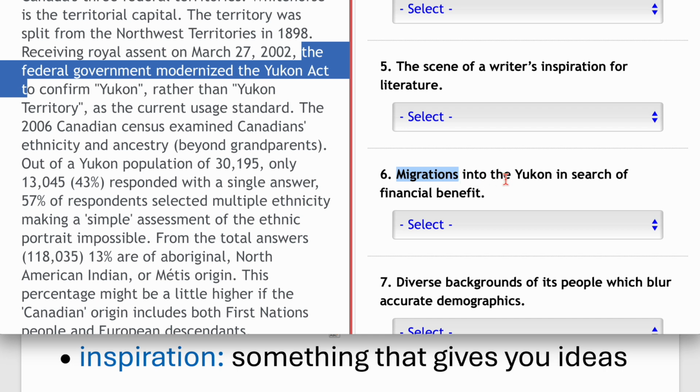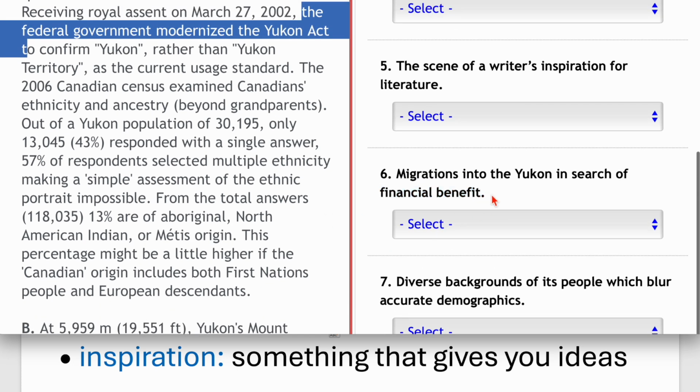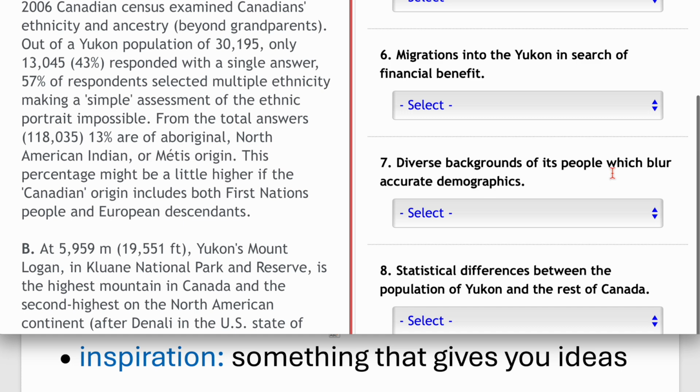Migrations, people moving into the Yukon in search of financial benefit. So migrations into the Yukon, so people migrating or moving for financial benefit, for money. Okay. So is that one in paragraph A? No, right?